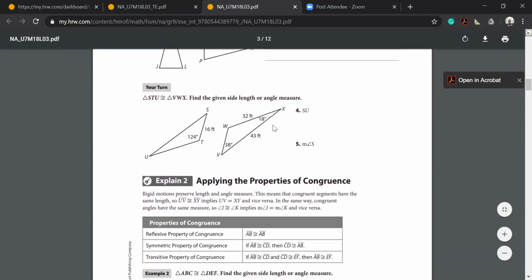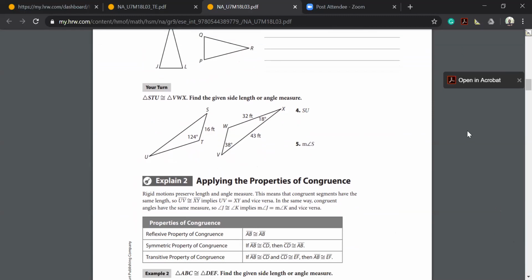I will leave your turn for you. You have to find number 4 and number 5. Okay, number 4 and 5. Okay, going on to explain applying the properties.